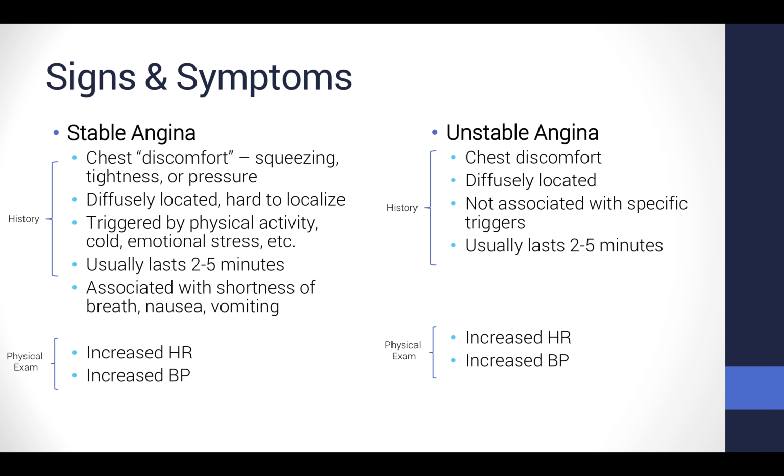For unstable angina, it's going to present relatively similarly, chest discomfort, diffusely located, but the key difference is that it's not associated with specific triggers. It can occur at rest, just when someone's sitting down and relaxing, they can start having this type of pain. But again, it usually only lasts about 2 to 5 minutes because it's a reversible process. On physical exam, it's going to be very similar to stable angina. They're going to be tachycardic and they're going to be hypertensive. And this is mainly because, again, of the ischemic insult to the heart. It's going to try and compensate by pumping a little bit faster and trying to perfuse as much of the tissue that it can in order to compensate and save itself.